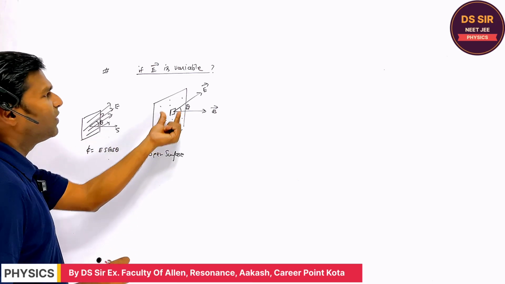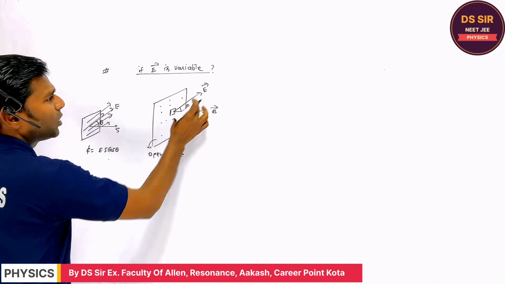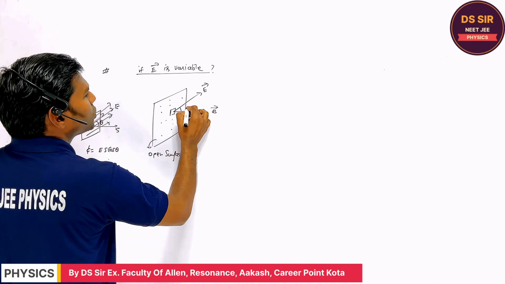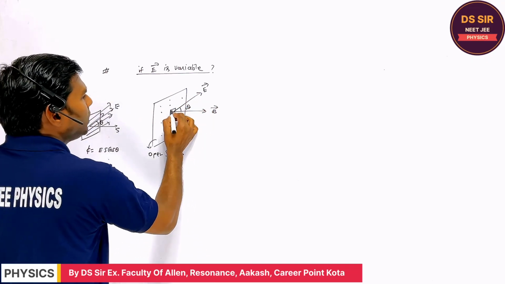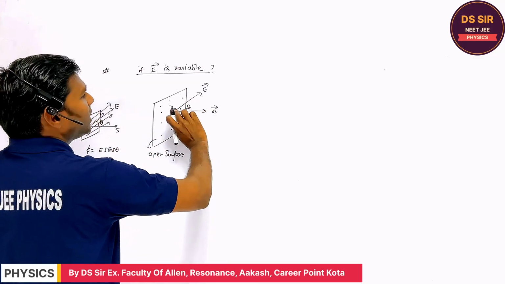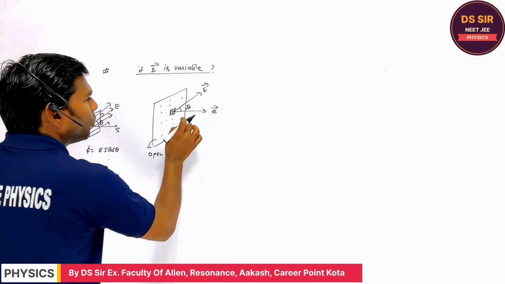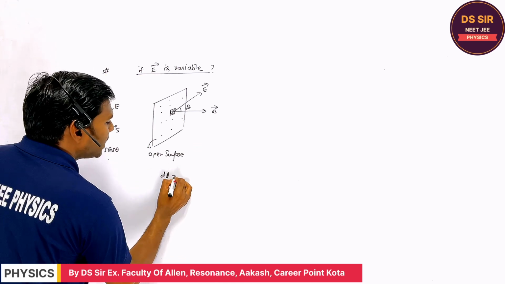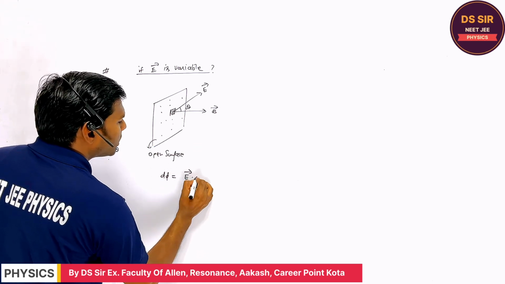But if the electric field is variable, at different points the electric field is different. So what will you consider? You will consider the elemental area ds. For this elemental area, the electric field at this point is E. We can write at least the elemental electric flux as E dot ds.